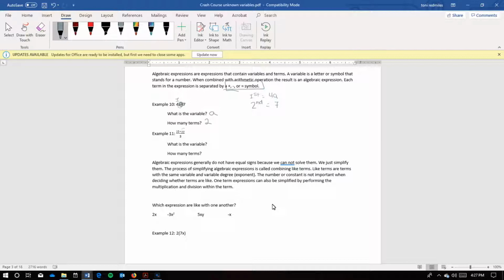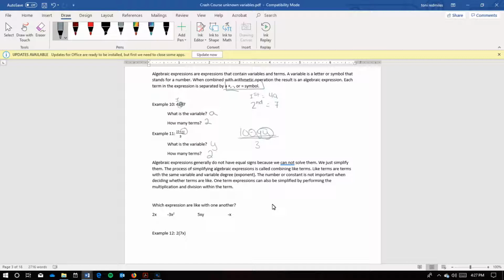So in this one, y is my unknown. Don't know what y is. How many terms? Well, a term is only separated by addition, subtraction, or an equal sign. There's only one subtraction, so that's 2, and it's dividing two things. So there are only two terms. Again, division or multiplication, as you see here, do not separate terms, so that does not make new terms. Multiplication and division do not make a new term, and the reason is because terms are what we combine.